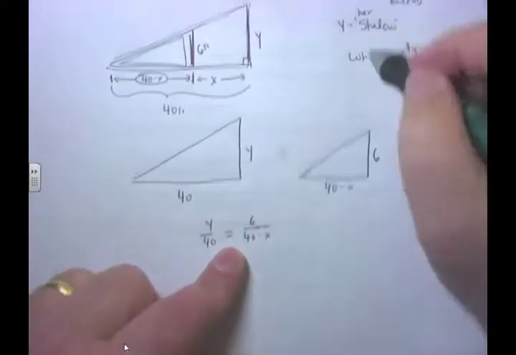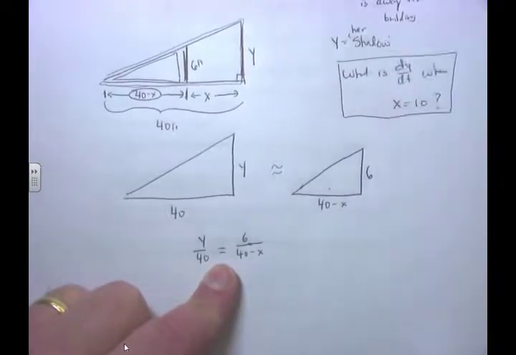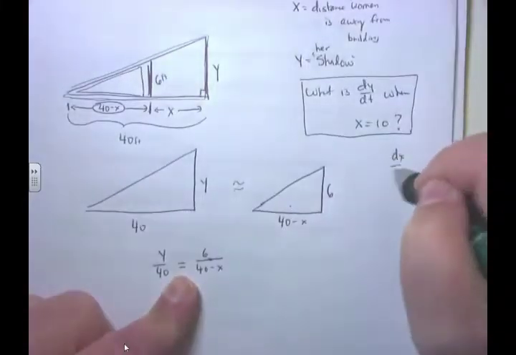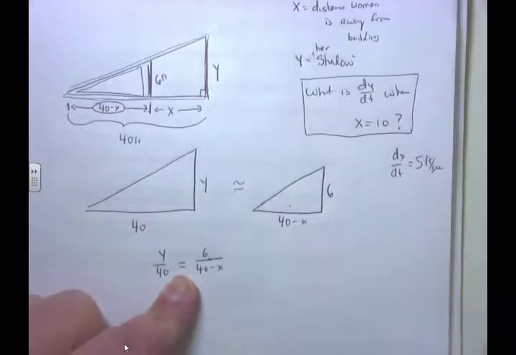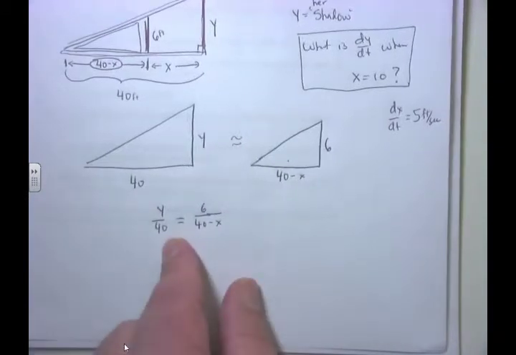Now, remember the question. Question's still right here. We've got to find that old dy/dt. And don't forget, we were also given dx/dt is 5 feet per second. Keep that in the back of your mind. dx over dt is equal to 5 feet per second. It's moving quite quickly there. All right, here's the deal. I want to take the derivative of this equation. But honestly, I hate stuff in the denominator.